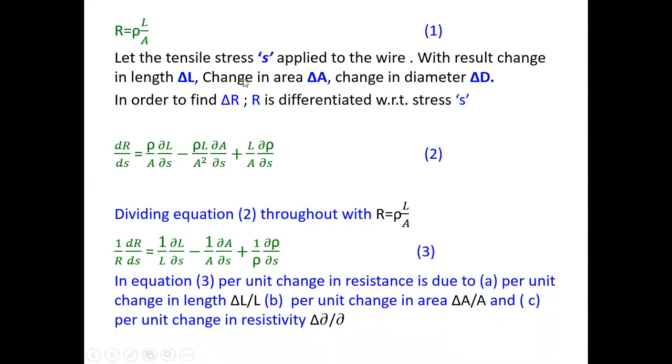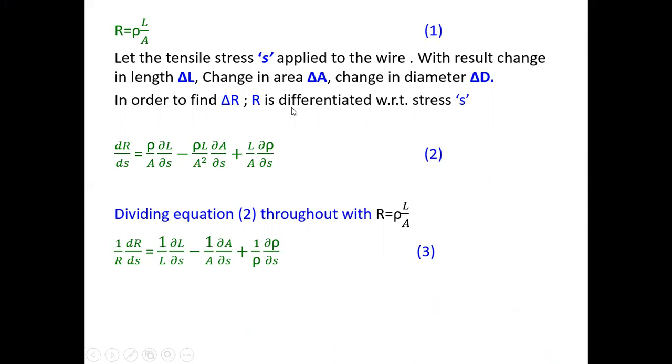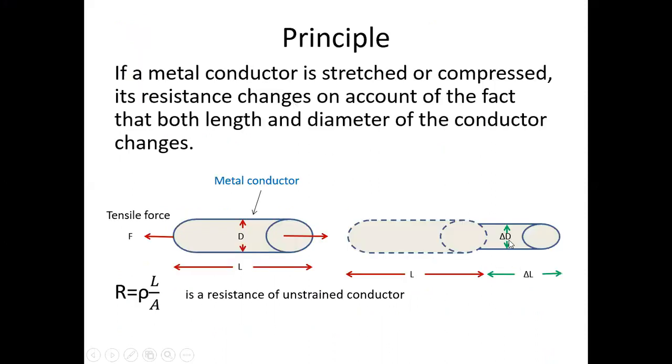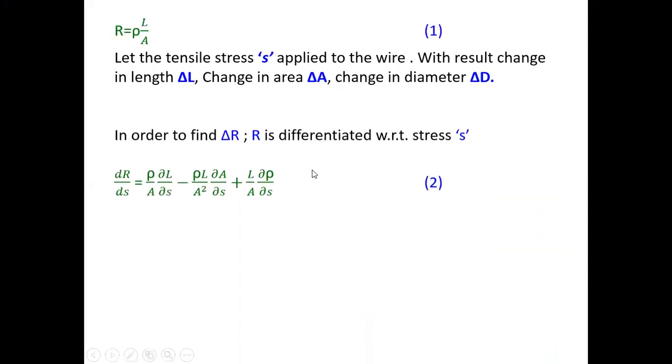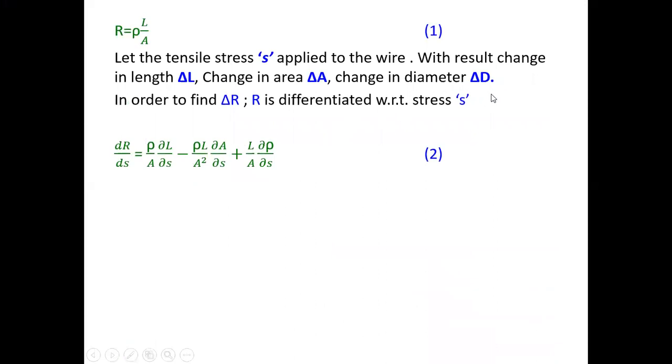Let the tensile stress S be applied to the wire, with the result of a change in length delta L, a change in area delta A, and a change in diameter delta D. In order to find delta R, R is differentiated with respect to stress S.